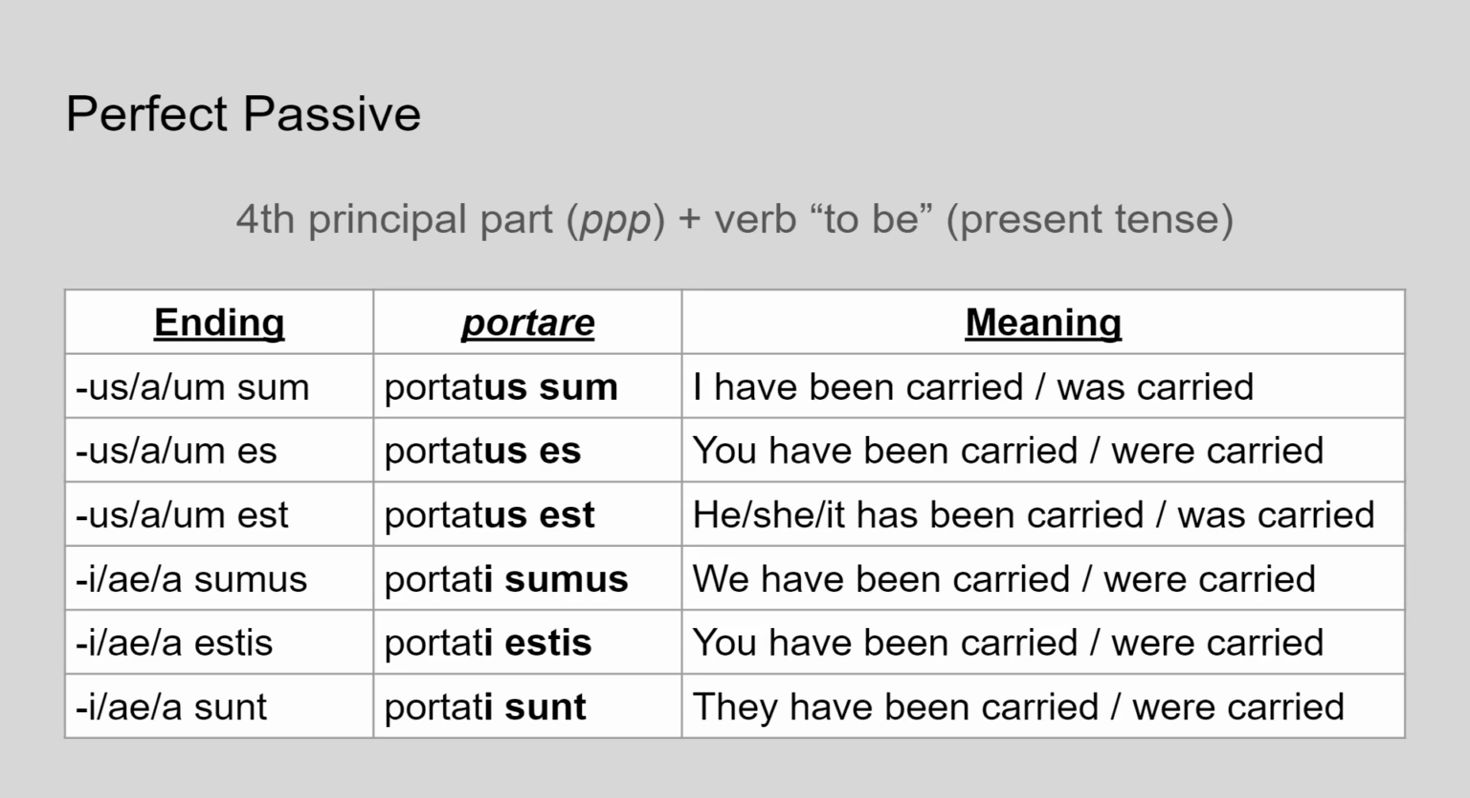One thing I will say is that if I was doing it for me, I identify as female, so I use portata. Then I would add sum. So portata sum would be I have been carried. If the table has been carried, then I would use portatum est, a third person singular neuter ending. If I'm talking about we, I would use portati sumus, we have been carried, because it's plural and it's a combination of masculine and feminine.